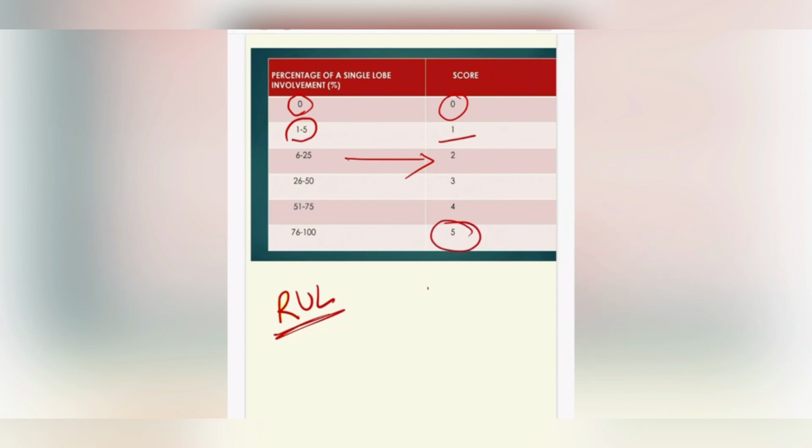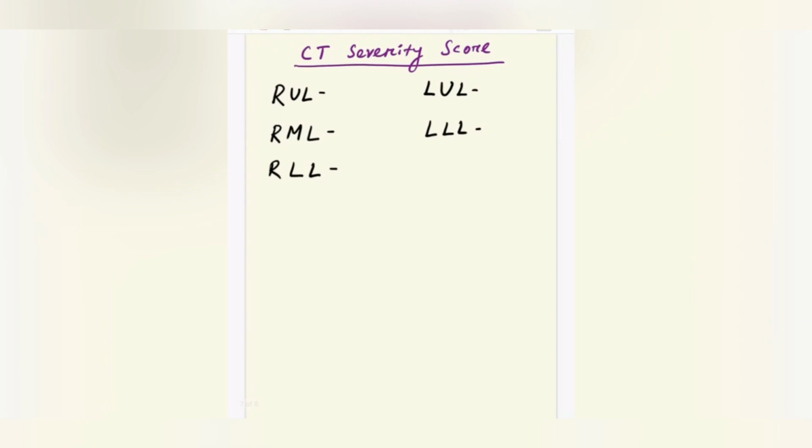So a minimum of 0 and a maximum of 5 points for each lobe, and you have a total of 5 lobes. So the minimum score will be 0 and the maximum score will be 25 for both lungs. Now you give points for each lobe. For example, you have calculated 3 points for the right upper lobe, 2 for the right middle lobe, 4 for the right lower lobe, 1 for the left upper lobe, and 3 for the left lower lobe, and you sum up all these points. Then this is the CT severity score.